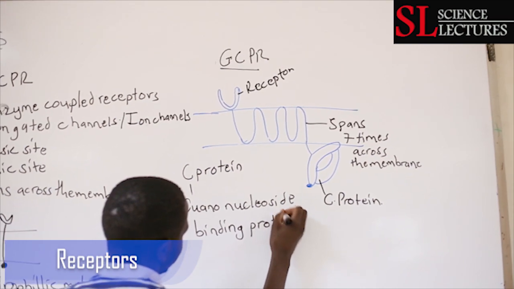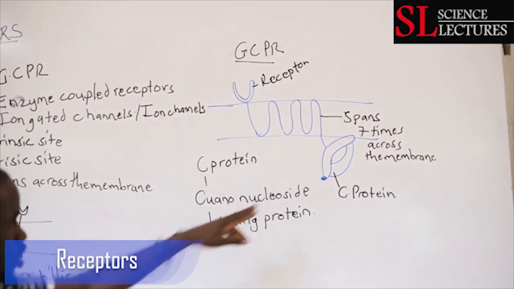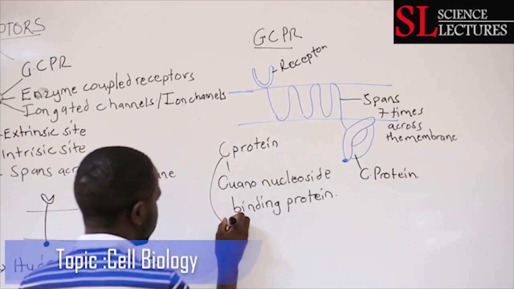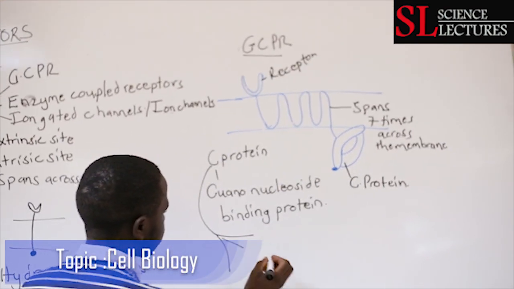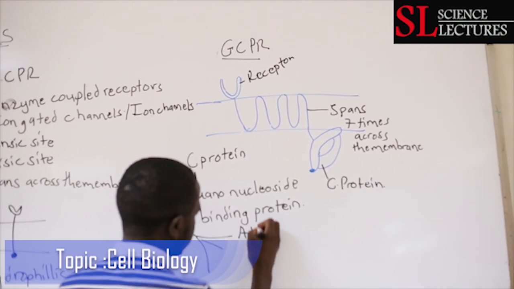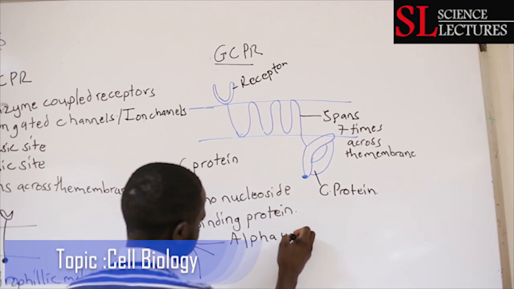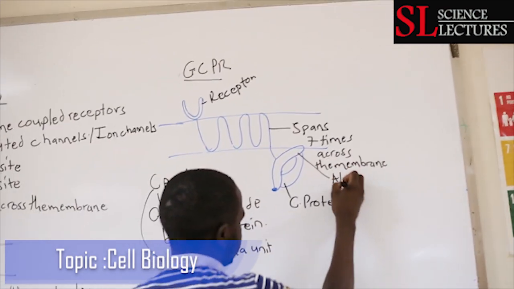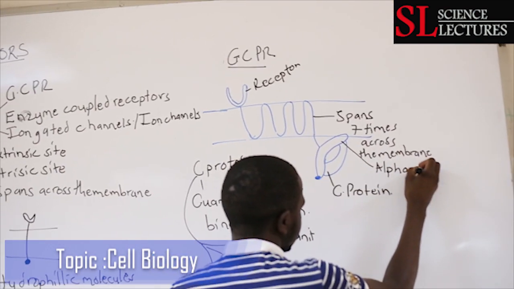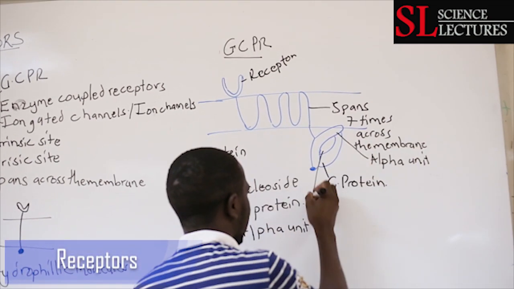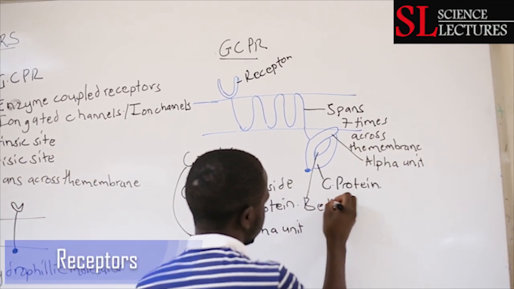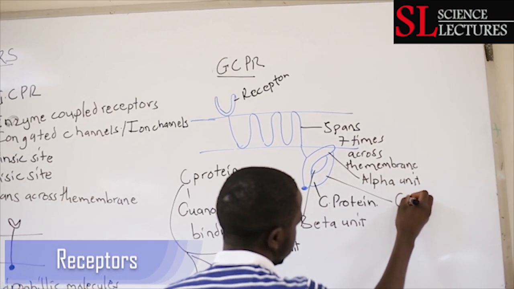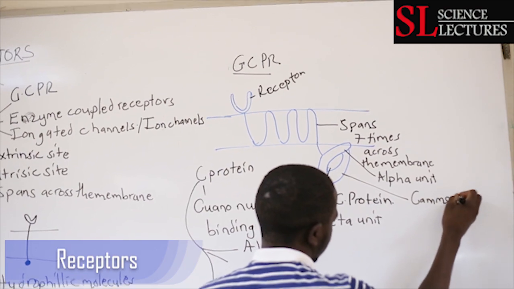The guanonucleoside binding protein, which is our G protein here. And this G protein is made up of 3 sub-units. Number 1 is the alpha unit. This is our alpha unit. This is our beta unit. And this is the gamma unit.